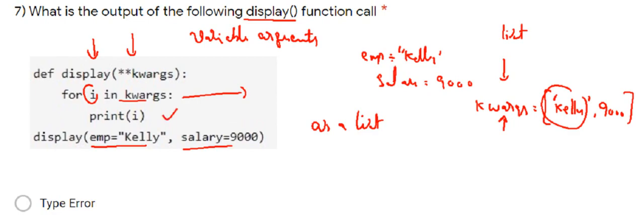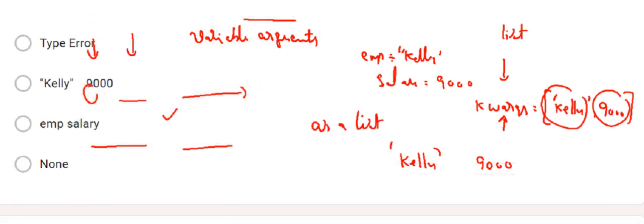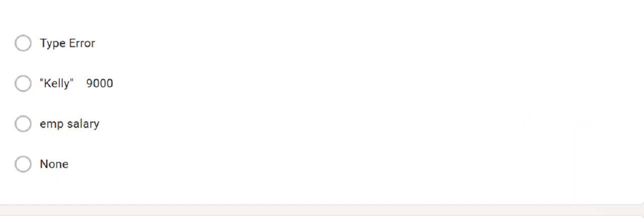So you are printing Kelly. Next, what is the next value of i? The next value of i is 9,000, and you are printing that 9,000. So what is the output for this? The output for this question is Kelly and 9,000.